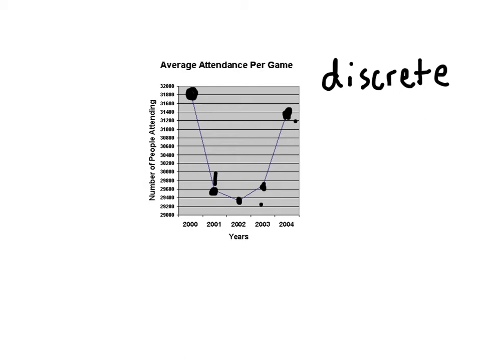But you can't pick a point in between and say the average attendance between the year 2000 and 2001 was such and such. There's no such meaning, because each season stands on its own. So again, this is a discrete graph, and don't let the lines fool you. They're just there to show a trend.